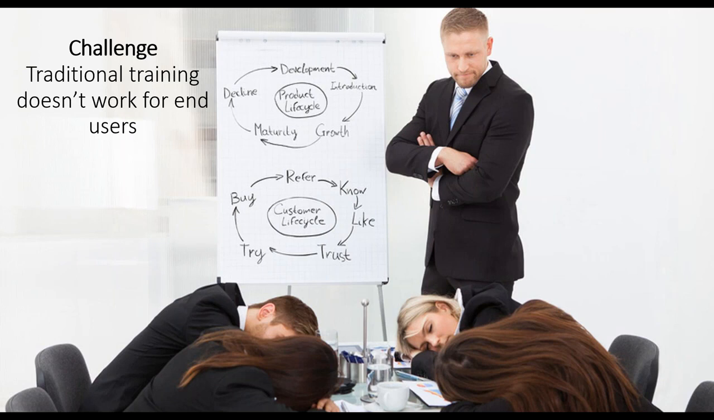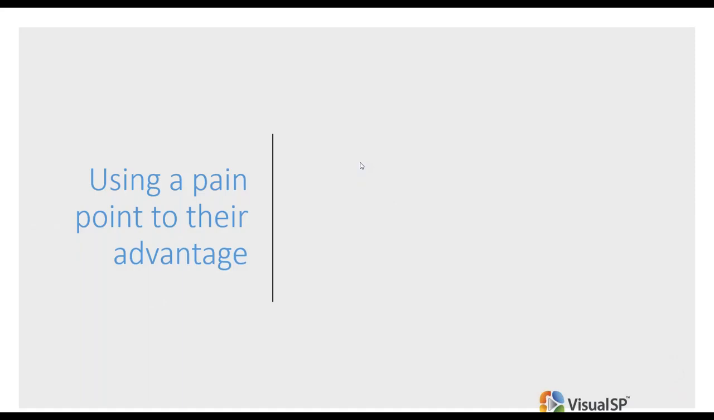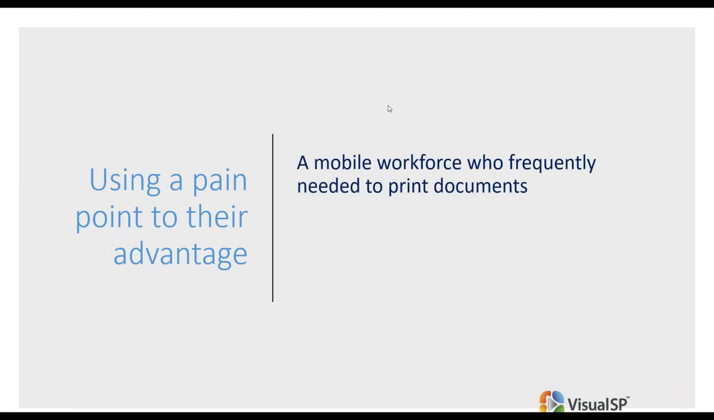And in my opinion, the real reason for that is end users don't want to be trained. End users want to get their job done. They want to get their tasks and their job done, and they want to move on to other things. They don't want to get trained. If you do have people who want to get trained, they're usually power users. They're not end users. So what Sony did was they used a pain point that users already had to their advantage. The pain point was that they had a mobile workforce who frequently needed to print documents.